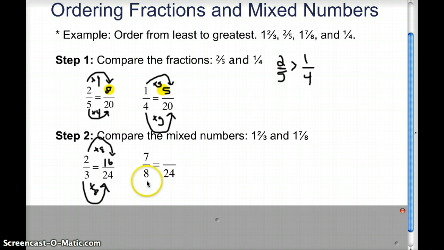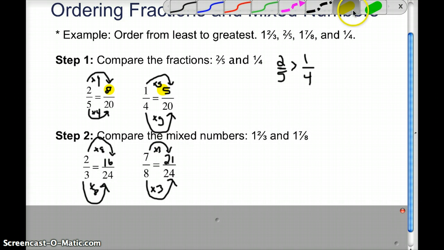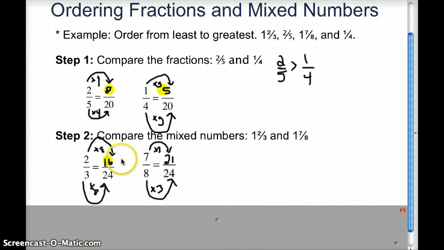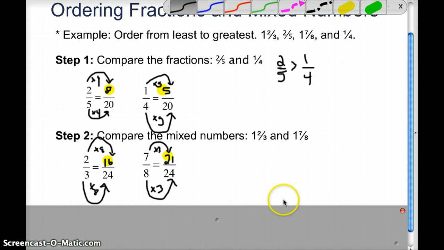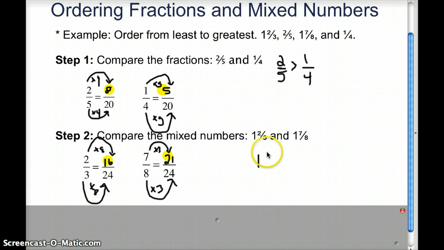Let's do the same over here with 7/8. How do I go from 8 to 24? Multiply by 3. Do the same with the numerator. Multiply that by 3. 7 times 3 is 21. Now we are working in the same fractional pieces, 24ths. So all you have to do is look at the numerators. 16 is less than 21. So that means 1 and 2/3 is less than 1 and 7/8. Awesome. Did you notice that I left out a mixed number up here?